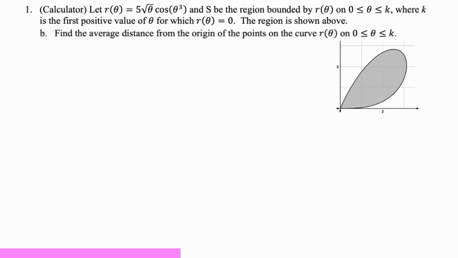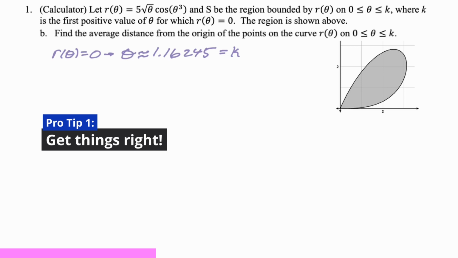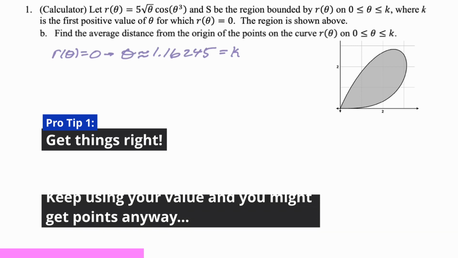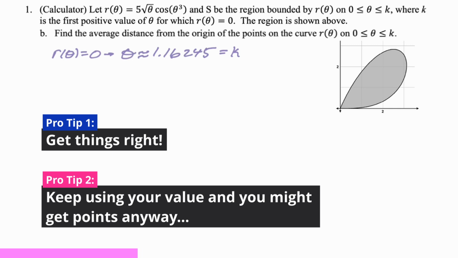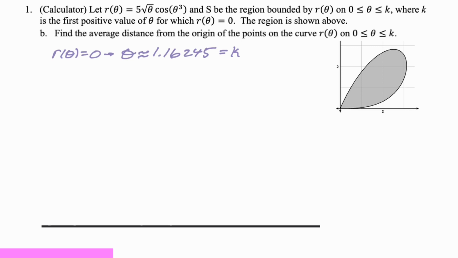Find the average distance from the origin to the points on the curve r of theta on 0 to k. If you get k wrong, you're basically in trouble on this one. What'll happen though when you get something like that wrong, in theory, they will read with you. So if you got that theta was 2 for some reason, as long as you keep using 2, you're still eligible for setup points, possibly for answer points using your own wrong value. It just depends on how much effort they're putting into grading, and how far off track you are. But anyway, we're using this value of k.